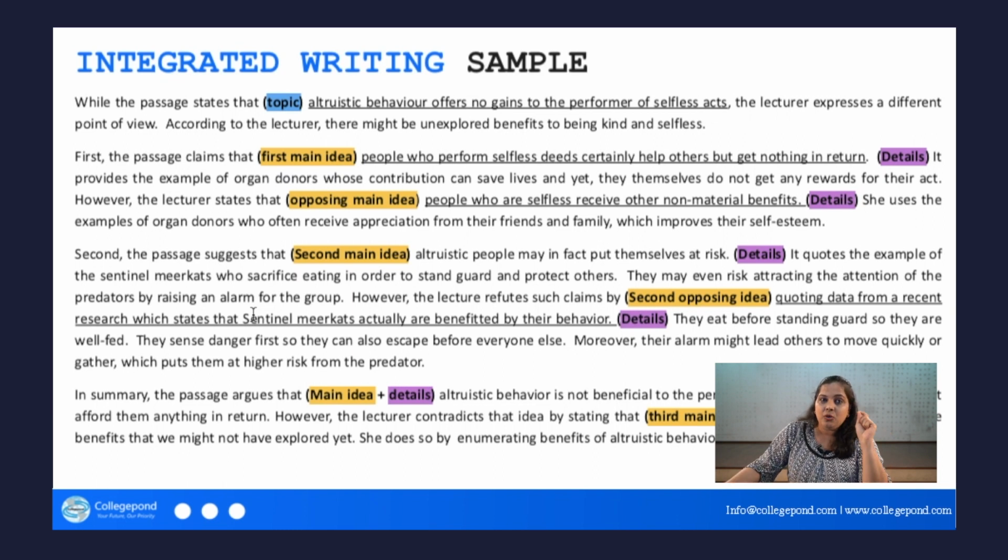So you will then take the second main idea from that table. So here what we can do is start with the fact, second, the passage suggests that, what does it suggest? Altruistic people may in fact put themselves at risk.